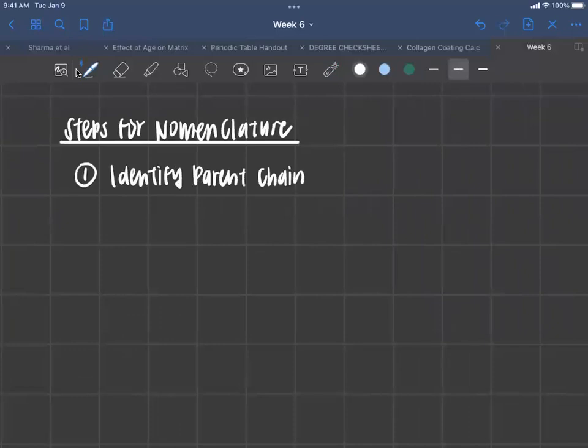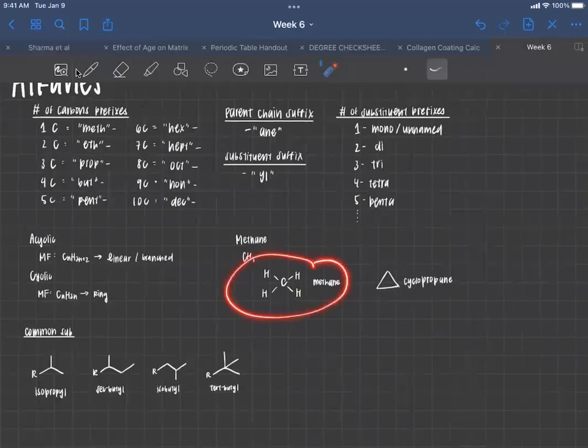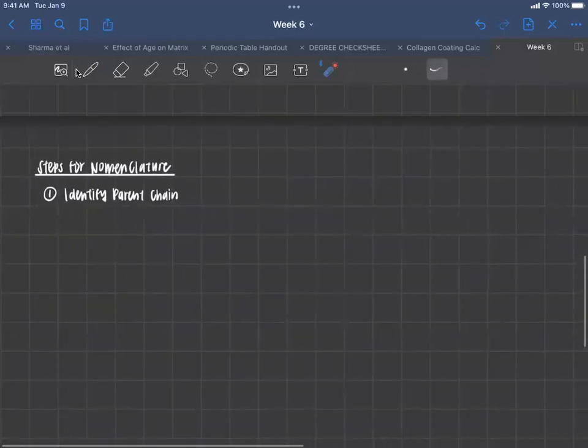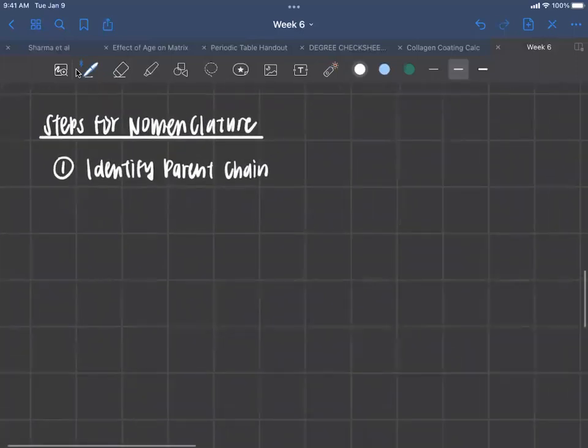So we want our parent chain to be the longest continuous chain in the molecule. If we have, let's say, 2 possible parent chains, then we can go ahead and look for the chain with the most substituents. So we want a long continuous chain with the most substituents. And once we find that out, we can go ahead and name that chain like how we named this methane group. And this will go at the end of the name of the molecule. So let's do an example to identify your parent chain.